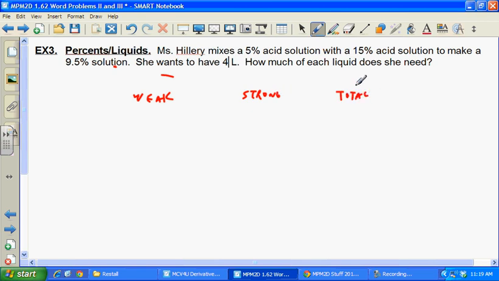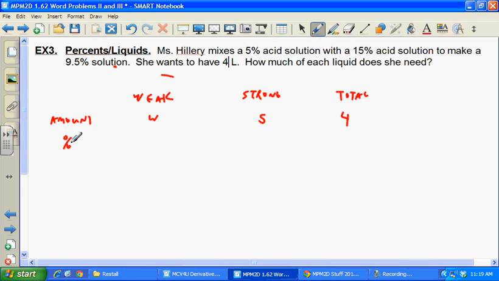Again, we have the amount, right? How much of each liquid. This is all we want to find. We want to find how much of the weak liquid, what amount, and how much of the strong. I'll call that S for strong, even though my S's look a lot like 5s. That'll be okay. And we need to have 4 liters in total, right? So there's an equation. I can see that one already.